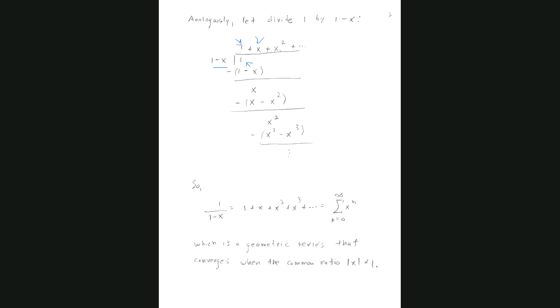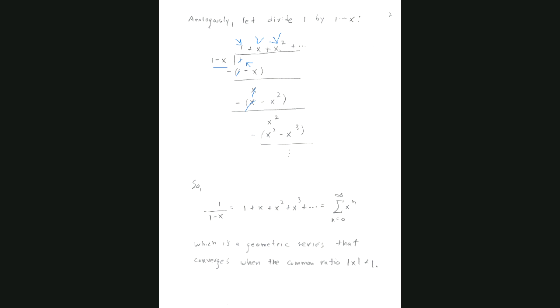And then you subtract x minus x squared from x. The x's cancel out, and you're left with x squared, just like the 1's canceled out here. Now x squared times 1 minus x is x squared minus x cubed. And you keep going. 1 minus x goes into x squared times.